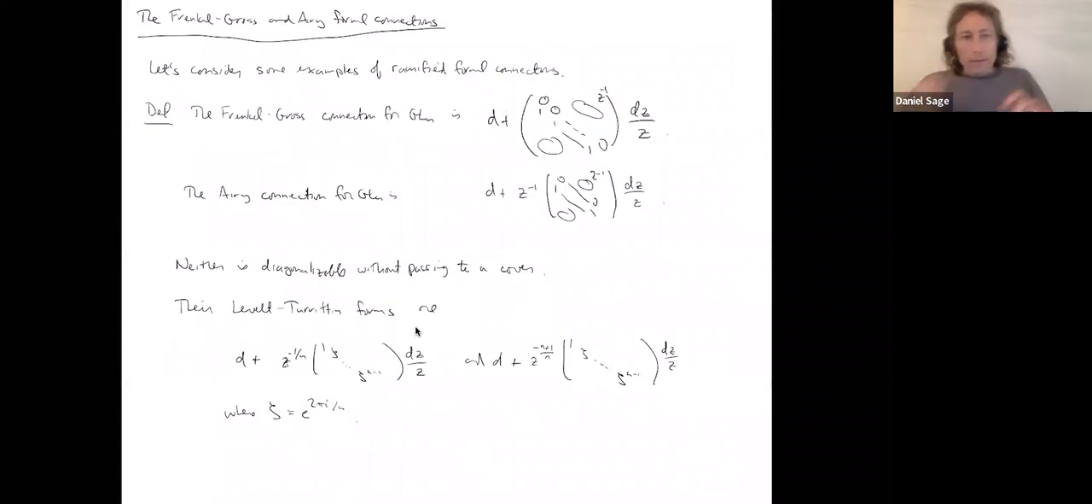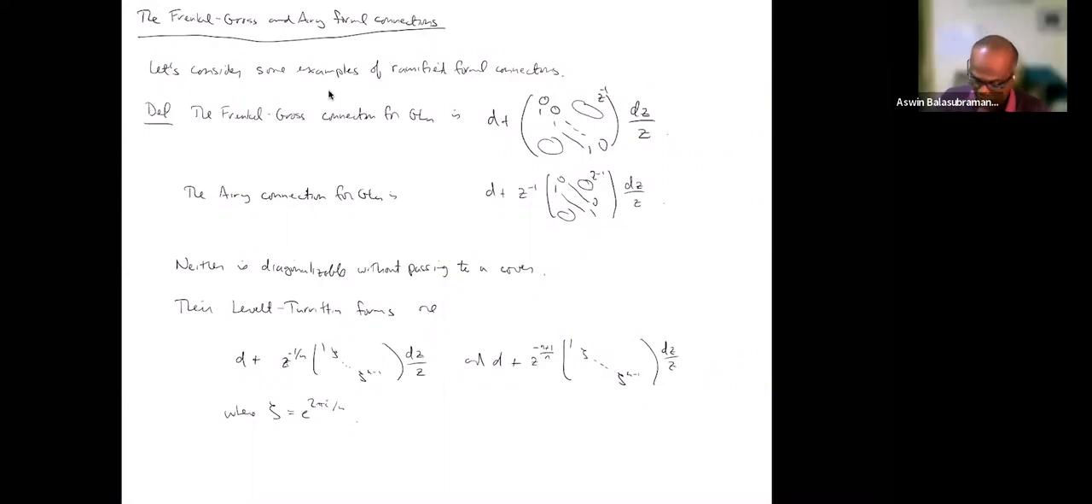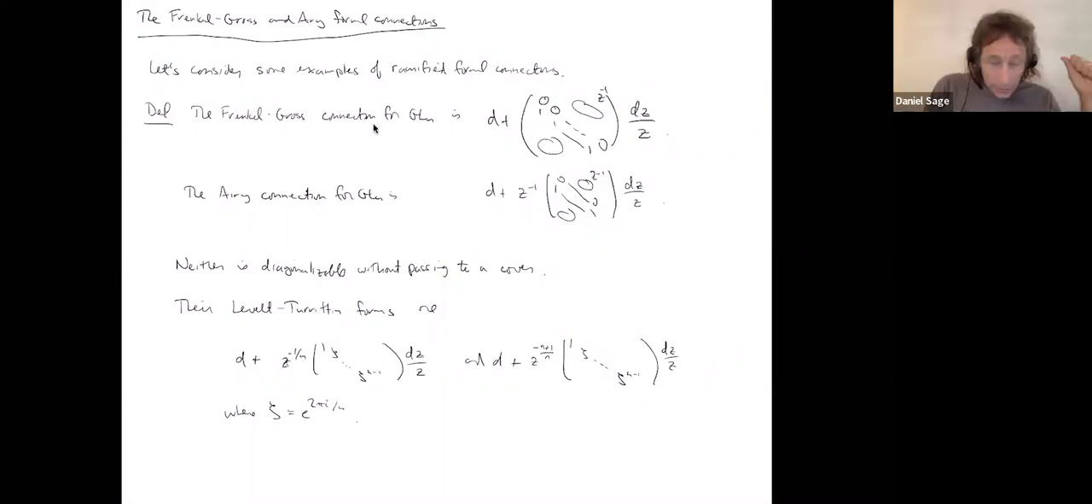So now I'm going to give a couple examples of ramified formal connections. These are, well, in part, especially this first connection is sort of what got me interested in the subject originally, because this comes up in geometric Langlands. It's a very important connection, which was the first and still one of the very few irregular connections for which the wild geometric Langlands correspondence is known explicitly.